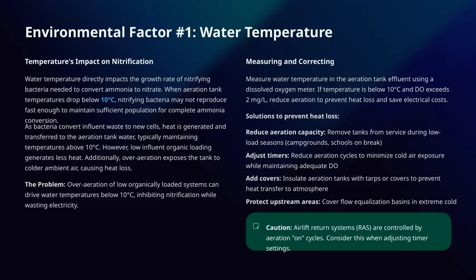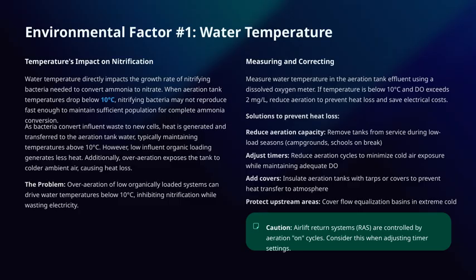To prevent this heat loss, there are several solutions. First, reducing aeration capacity by removing tanks from service during low-load seasons, like in campgrounds or schools on break, can help. Adjusting the timers to reduce aeration cycles also minimizes cold air exposure while still maintaining enough dissolved oxygen. Additionally, insulating the tanks with covers or tarps can prevent heat transfer to the atmosphere. For upstream areas like flow equalization basins, covering them during extreme cold can also protect against heat loss.